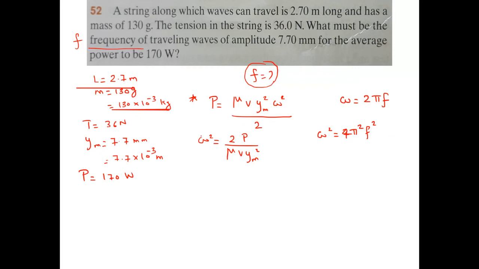So now you can see this is my first equation. This is my second equation. Now you can see my left hand side of the equations are omega square. So I can equate these two equations. So how can I write? I can write this equation as 4 pi square frequency square equals 2p divided by mu v ym square.